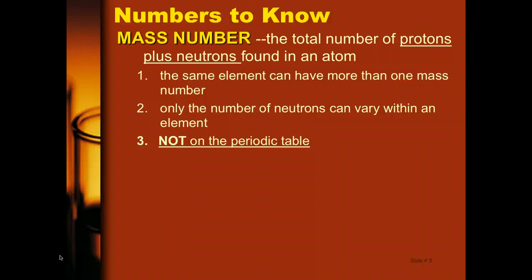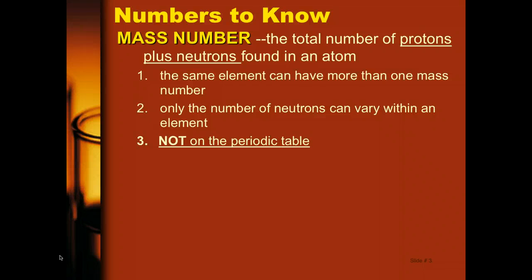The same element is able to have more than one mass number. We call those isotopes. Only the number of neutrons is able to vary within an element, because as soon as you vary the number of protons, you're going to change the type of atom you have.